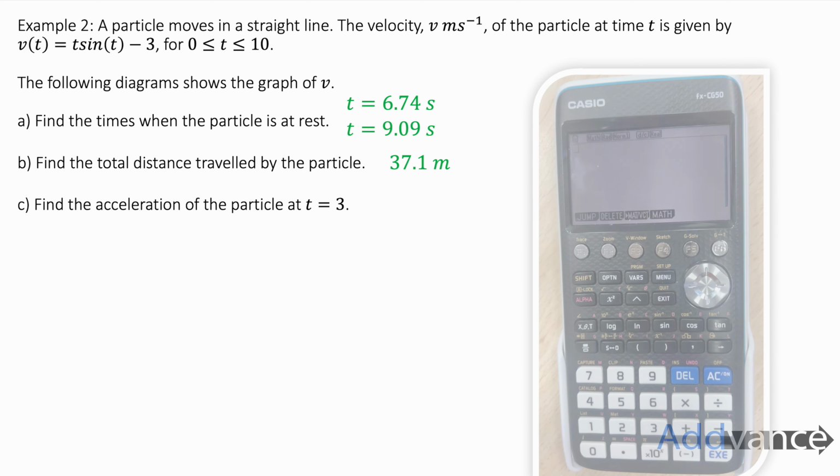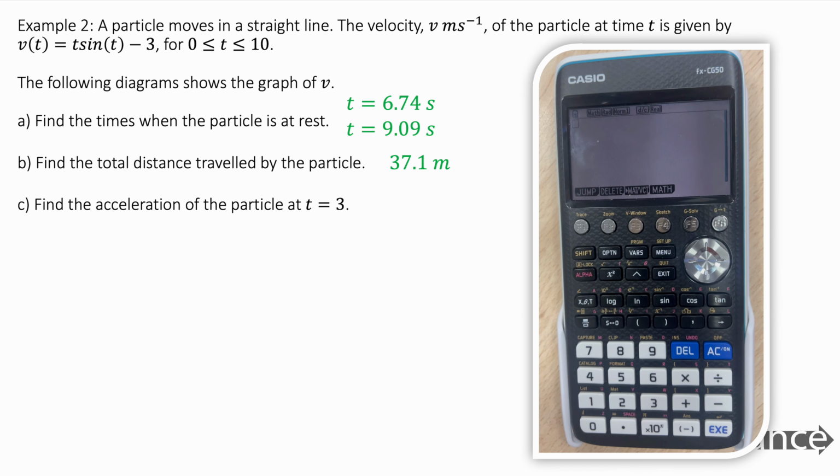Finally, we get asked to find the acceleration of the particle at t equals 3 seconds. To find the acceleration from velocity, we're not going to integrate, we're going to differentiate. So we'll differentiate our equation and figure out the acceleration at t equals 3. You can differentiate this on pen and paper, but your calculator actually does this really nicely for you.